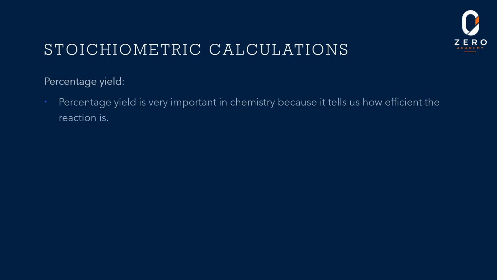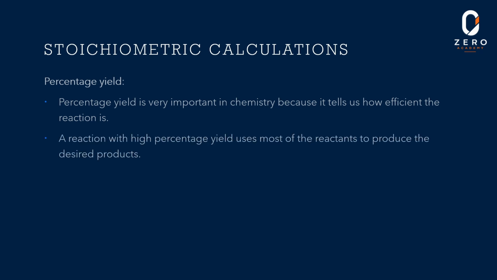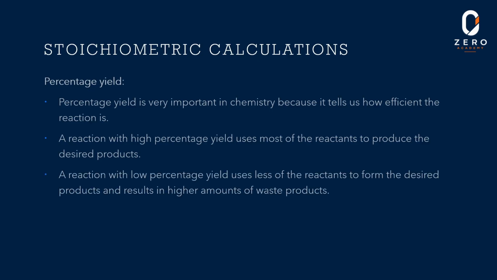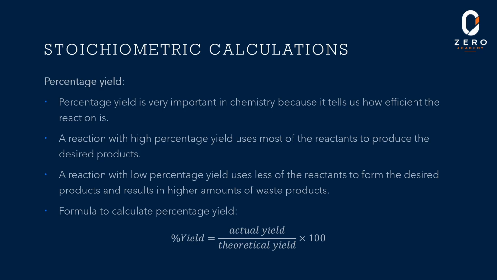Let's now move on to percentage yield. Percentage yield is very important in chemistry because it tells us how efficient the reaction is. A reaction with higher percentage yield uses most of the reactants to produce the desired products, and one with low percentage yield uses less of the reactants to form the desired products and results in higher amounts of waste products. The formula to calculate the percentage yield is percentage yield equals actual yield divided by theoretical yield, all multiplied by 100.